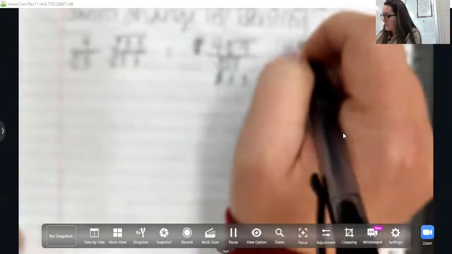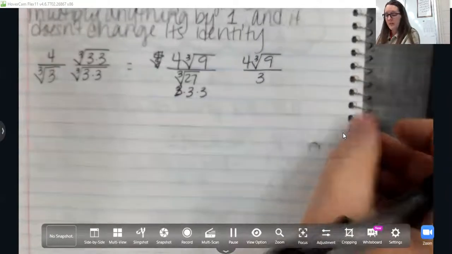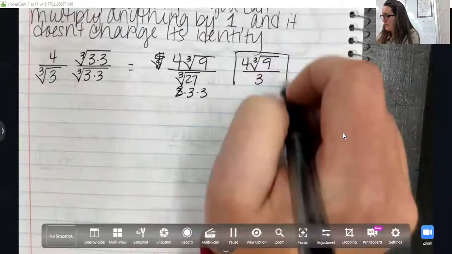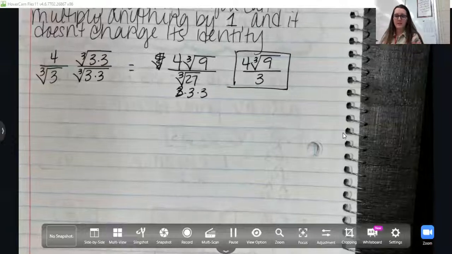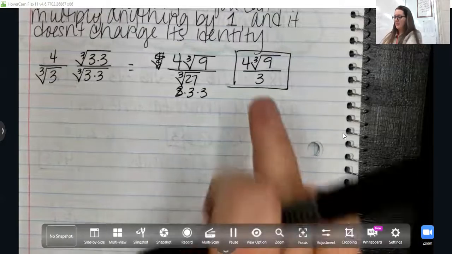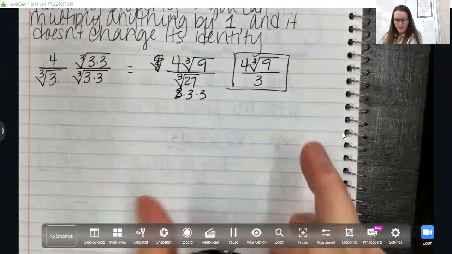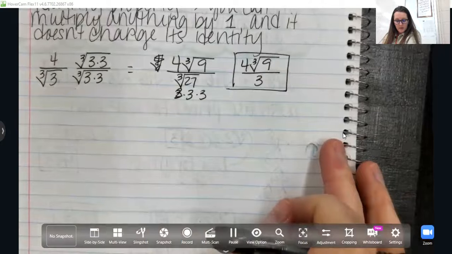So that 3 comes out of the radical. Oops, let's adjust that. There we go. So this is your answer. If you put this in the calculator, you would get the same irrational number or decimal. So these are the same, except this one is completely simplified. We can do that with other numbers too.